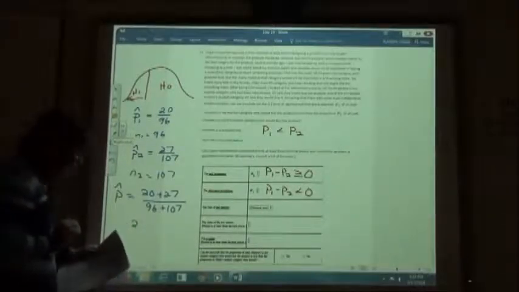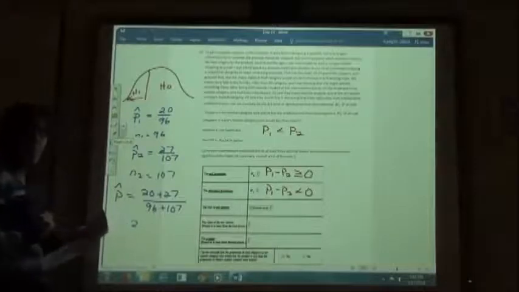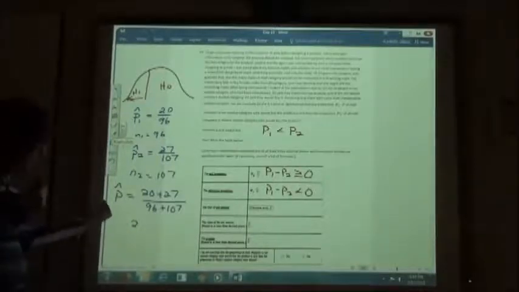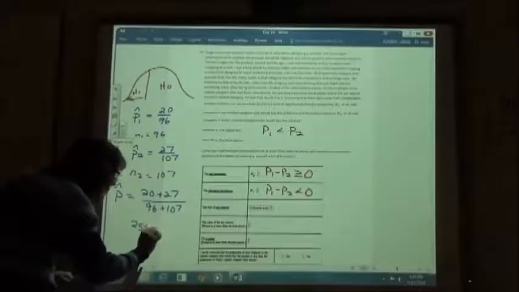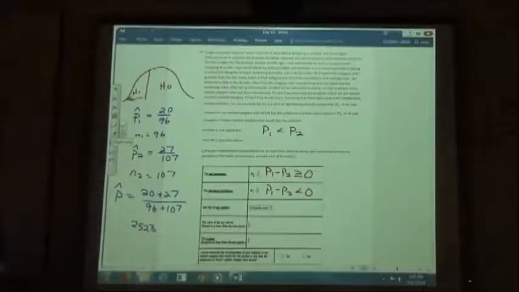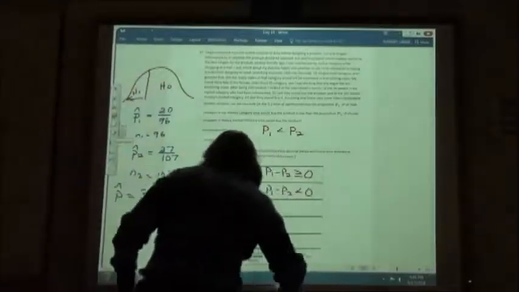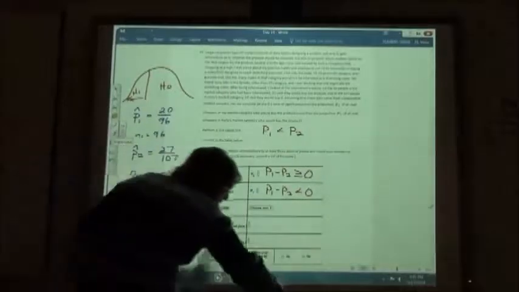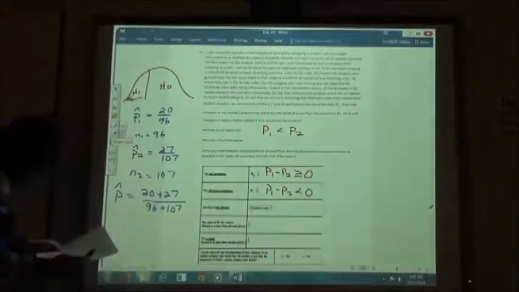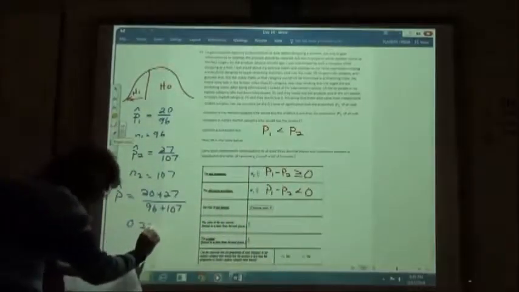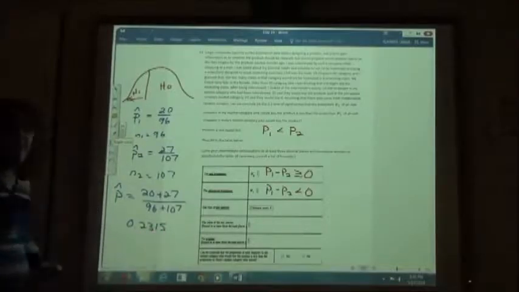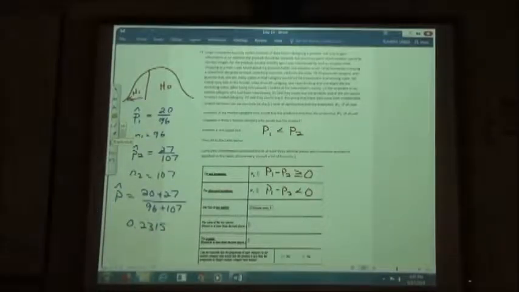0.2, 3, 1, no, 6? I don't know. 2, 5, 2, 3 is what we should be getting, right? Wait a minute. Nope, I lied. I'm looking at the wrong number. You were probably right, and I'm telling you you're not. What did you get again? 0.2315? Okay. I was reading the wrong number.